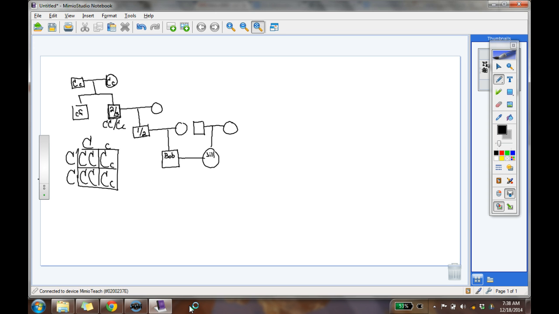Now that Bob's father has a 50-50 chance of being a carrier, this same Punnett square can be used for Bob. If Bob's father is a carrier and Bob's mother is not a carrier, then Bob has a 50-50 chance of being a carrier as well. Which is important because if Bob and Jill are going to have a child who has cystic fibrosis, then they both need to be carriers.